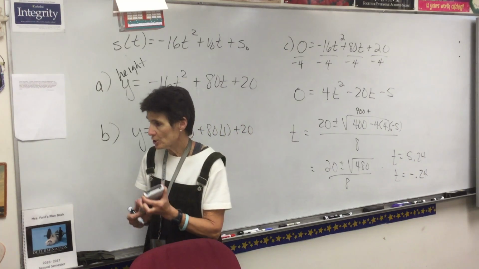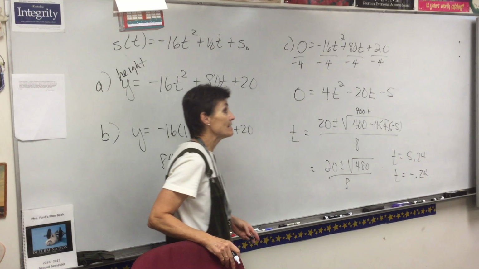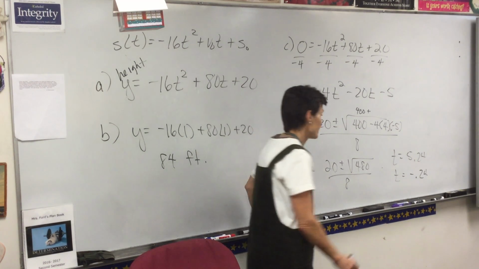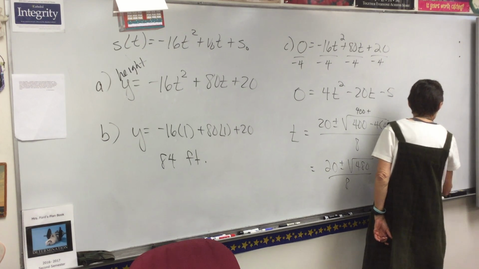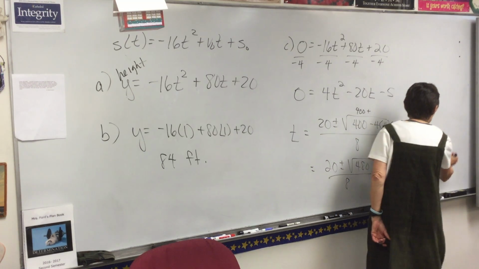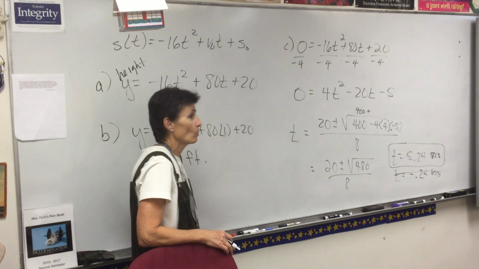What is the unit on those answers? Those are t values, so that will be seconds. And what do you notice about those answers? That one's not good. So the answer is, when is the ball on the ground? After 5.24 seconds.